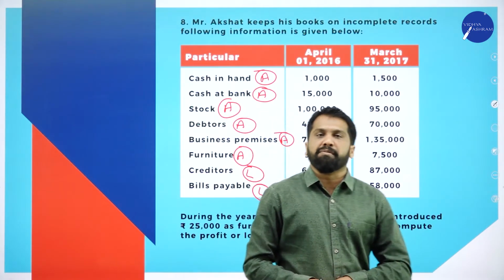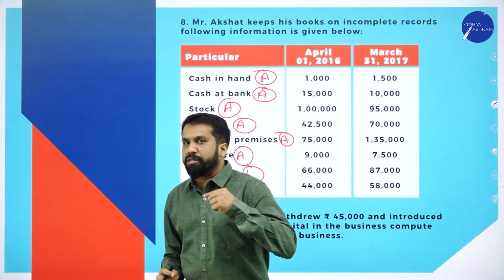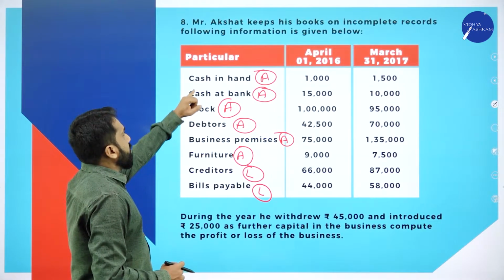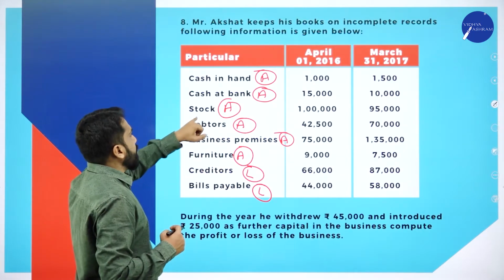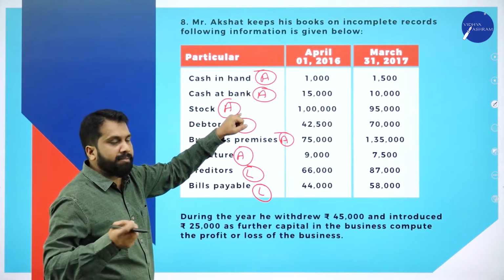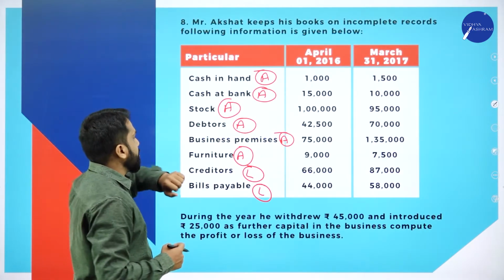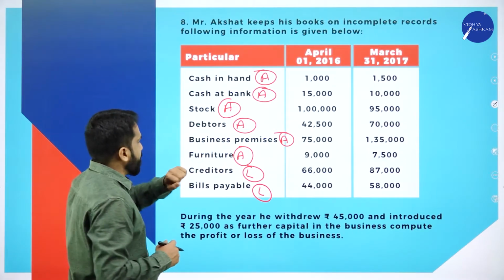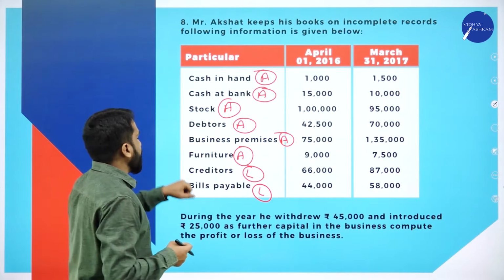Remember the difference between assets and liability. Anything which is beneficial to you is called an asset. Like cash, it is a benefit. Cash at bank, benefit. Stock, you can sell and earn money. Debtors, you will collect money from outsiders. Premises, you can sell for a higher price. Furniture, you can use and even sell that.